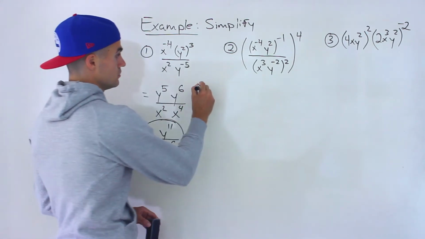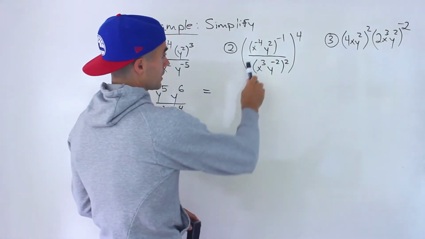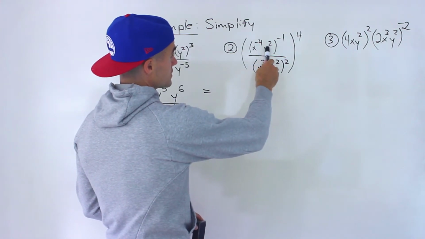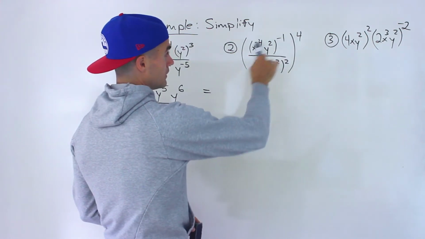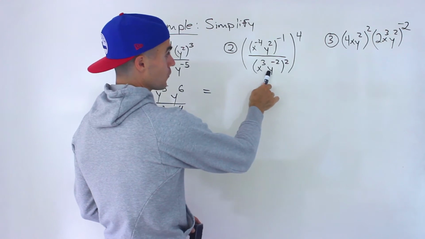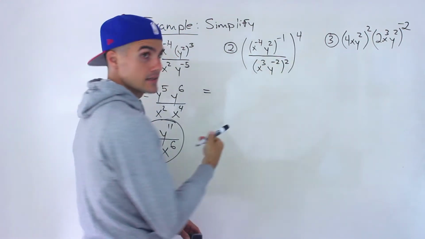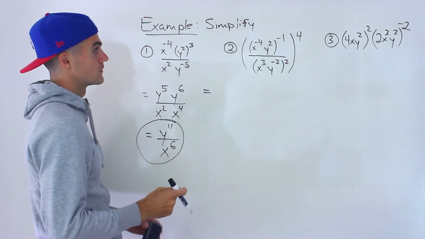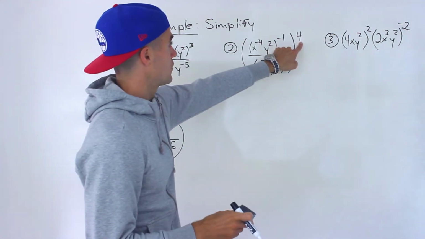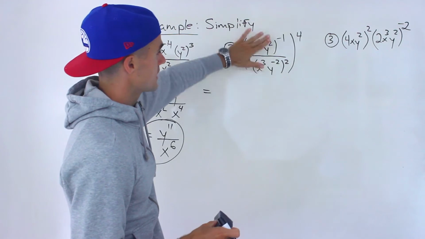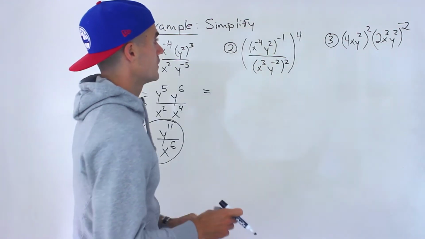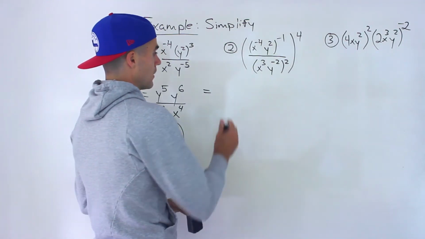Number 2, it's a little bit more complex. We got x to the negative 4, y to the 2, all to the power of negative 1. Then that's all over x to the 3, y to the negative 2, that's all to the power 2. And then all of that is to the power of 4. So before dealing with this exponent 4, I'm going to try to simplify as much as I can inside the bracket. And a couple of ways we can go about this.